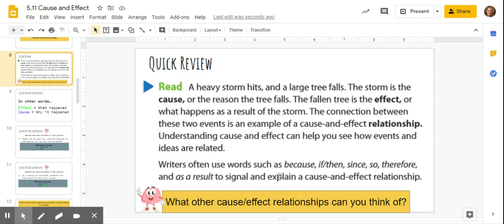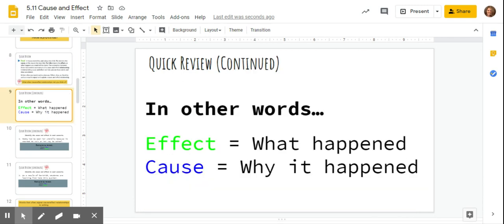So we'll talk about some of these. These are signal words that can help us figure out if there is a cause and effect relationship. But let me break this down a little bit for you. In other words, the effect, which we're going to always look at in green throughout our lesson, is what happened. The cause, which we're going to look at as blue, is why it happened, right? So in our scenario with our tree, what happened is the tree fell. That's the effect. Why it happened? Well, there was a storm. That was the cause, right?